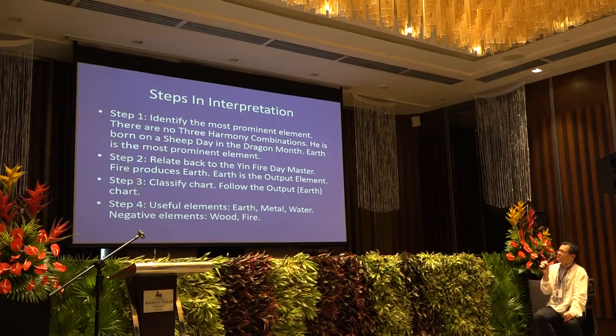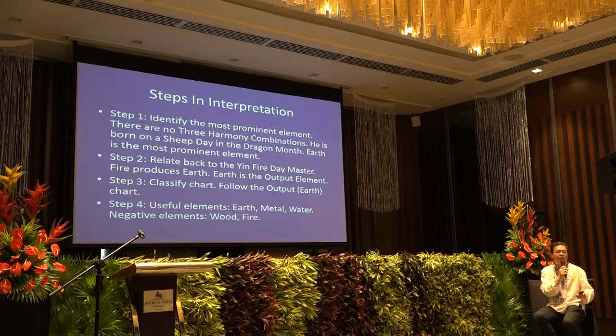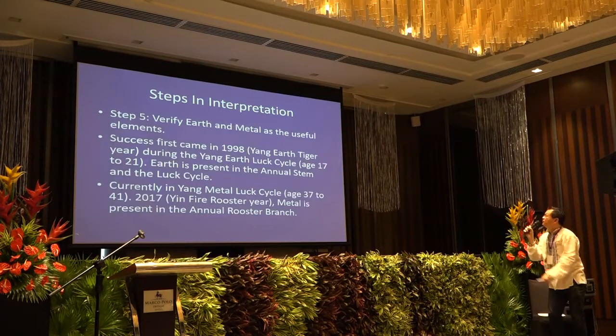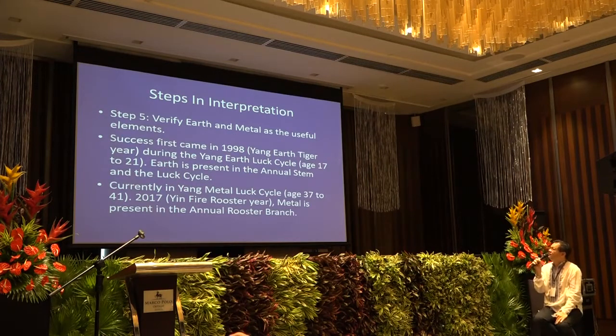Step 3, classify the chart. Follow the output earth chart. Step 4, useful elements: earth, metal, water. Number 3, negative elements: wood and fire. So as I said, step 5, verify. So verify earth and metal are the useful elements.